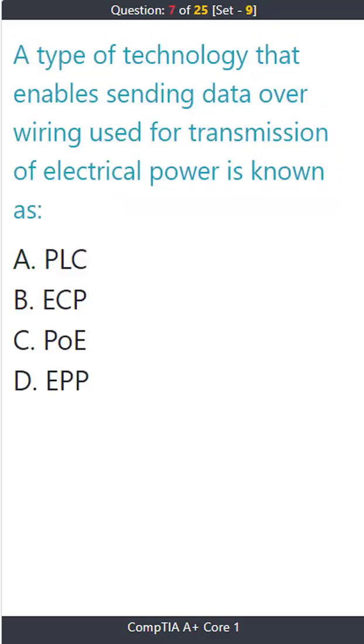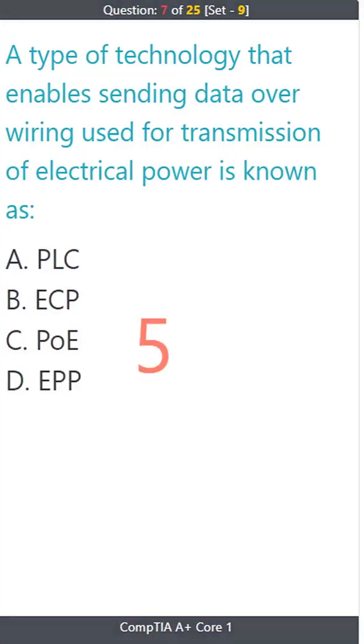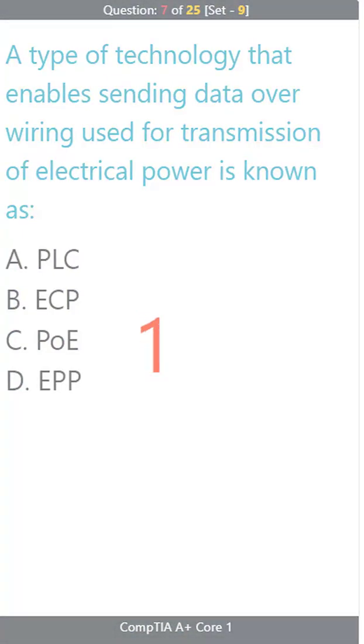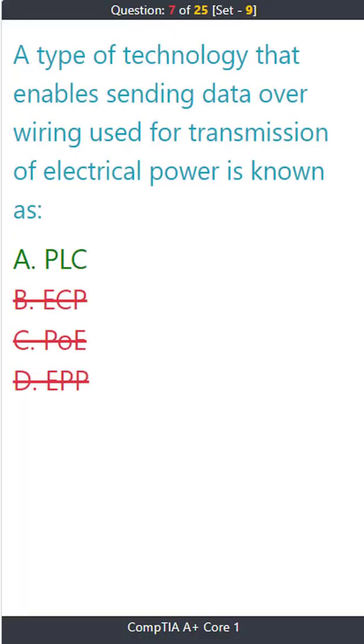Question 7. A type of technology that enables sending data over wiring used for transmission of electrical power is known as A PLC. B ECP. C PoE. D EP. The correct answer is A PLC.